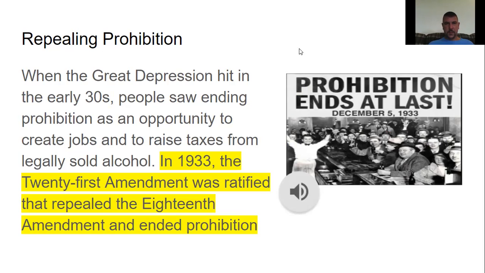Repealing Prohibition. When the Great Depression hit in the early 30s, people saw ending Prohibition as the opportunity to create jobs and to raise taxes from legally sold alcohol. In 1933, the 21st Amendment was ratified that repealed the 18th Amendment and ended Prohibition.